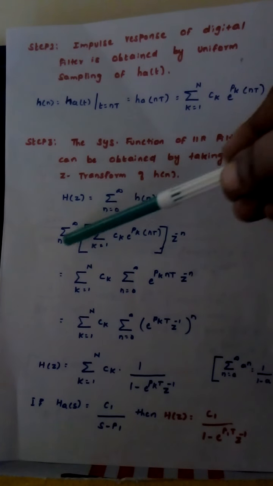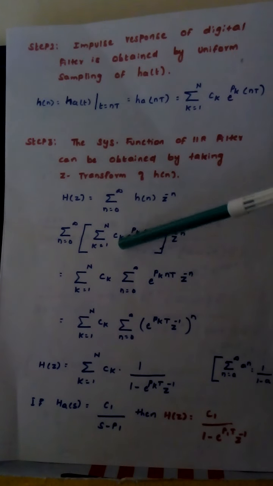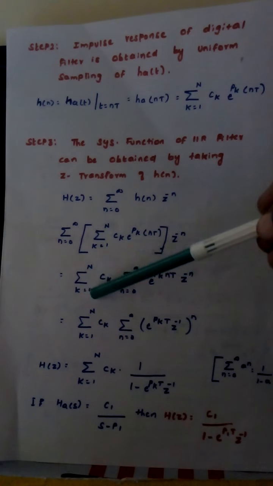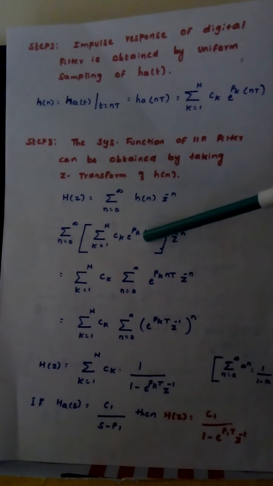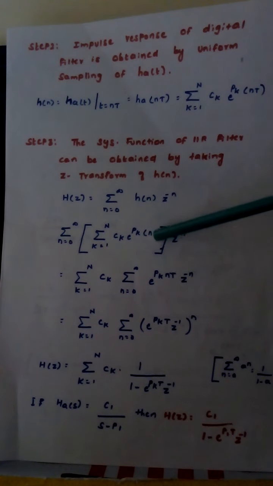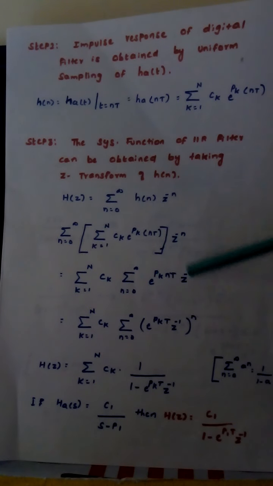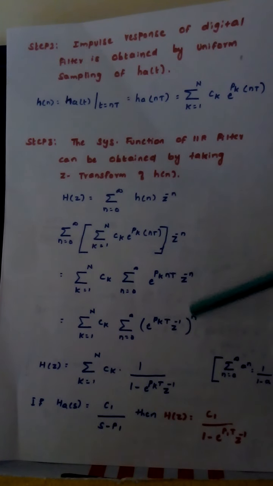Here we rearrange the summation because we have the k terms: summation k equal to 1 to n of ck, and then summation n equal to 0 to infinity of e to the power of pk n into T into z to the power of minus n. Since n appears in both terms, I can write it as e to the power of pk into T z to the power of minus 1, the whole power of n. This is an infinite geometric series: summation n equal to 0 to infinity of a to the power of n equals 1 divided by 1 minus a.